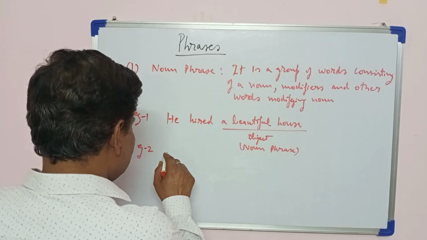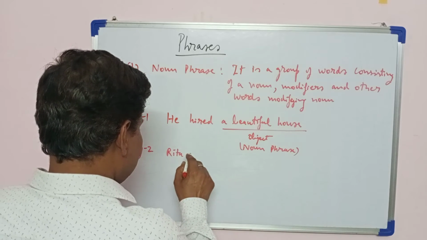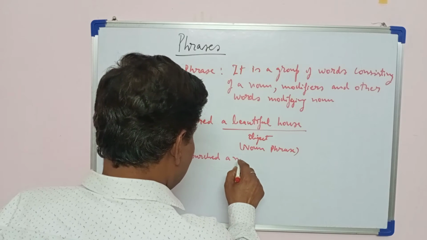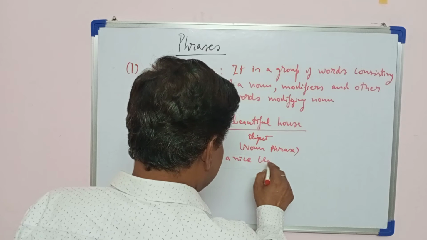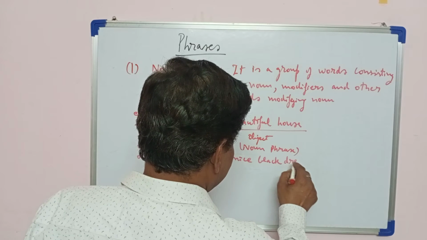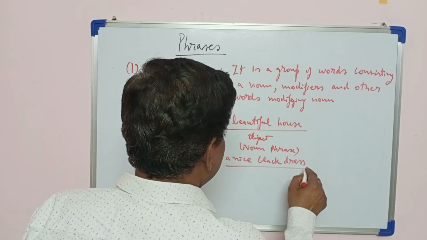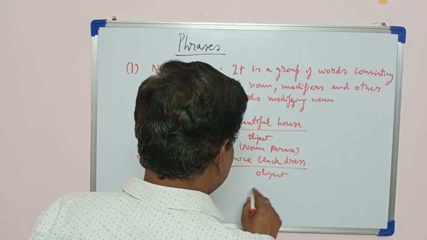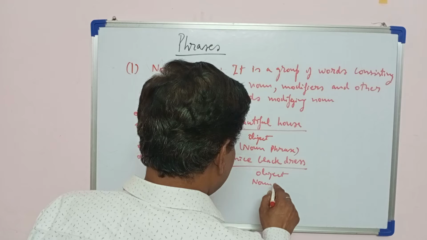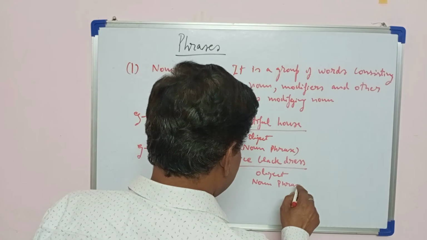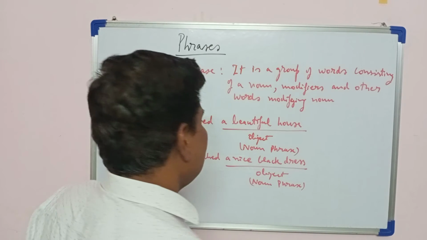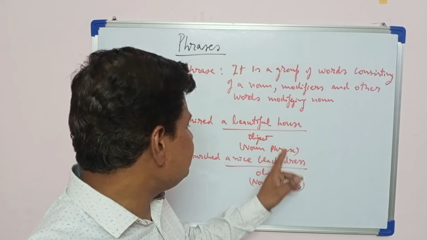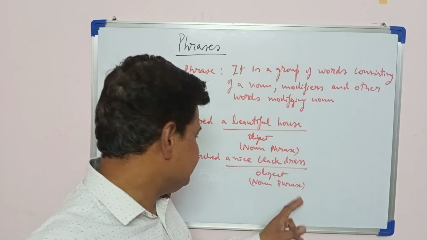Second one, Rita purchased a nice black dress. Rita purchased a nice black dress. Here again you can see this is the object, a noun phrase. Okay, so here we have understood noun phrase as an object.